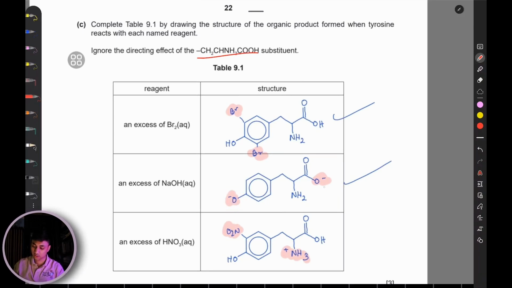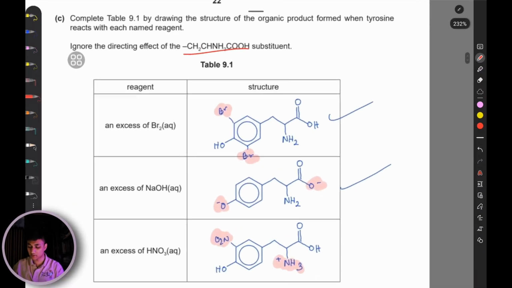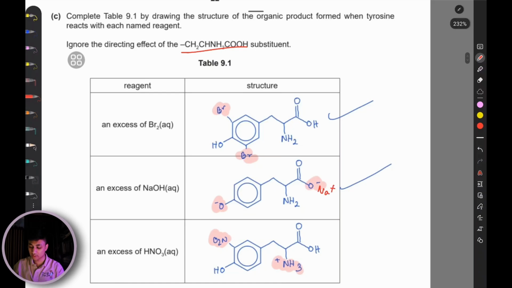And the other thing that's going to happen is the carboxylic acid group reacts with NaOH. Hence, it's going to form this carboxylate ion, C double bonded to O minus, right? And you could also add Na plus, if I'm not wrong. I don't remember the maximum, but I guess you can also add the Na plus over here.